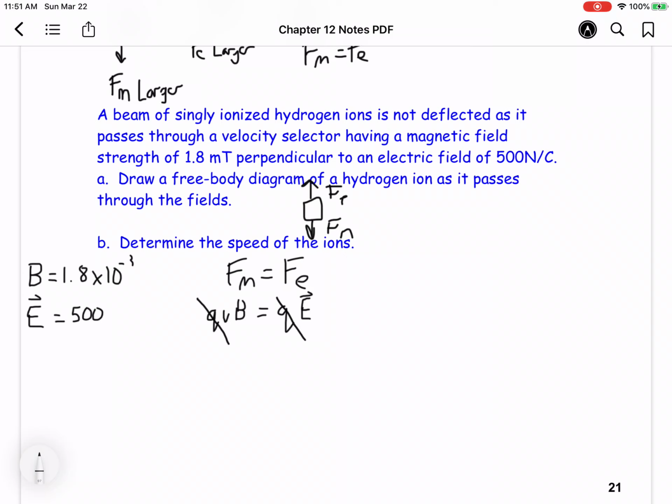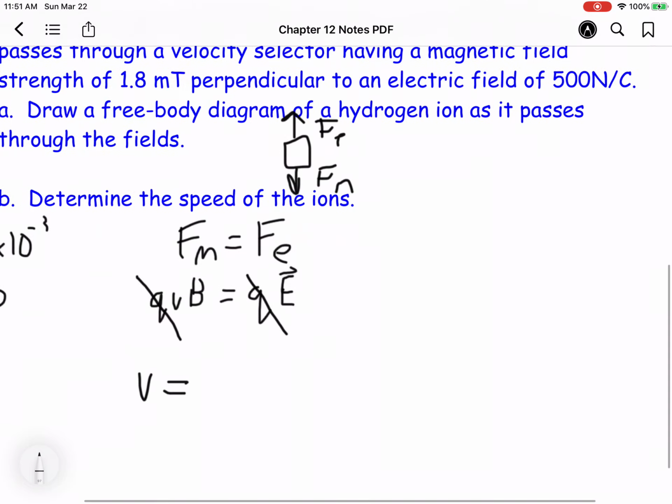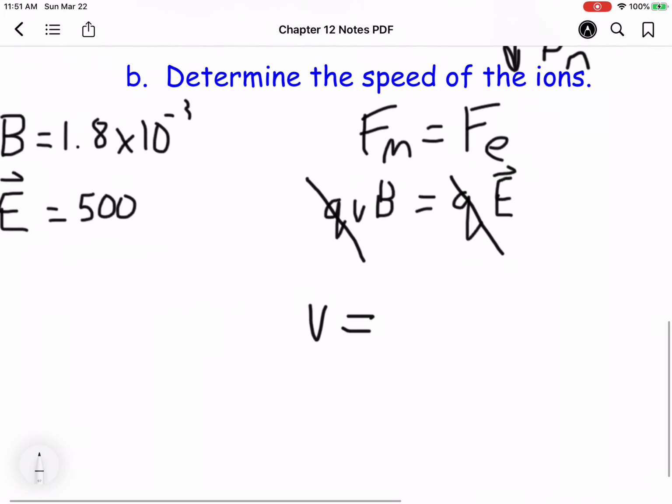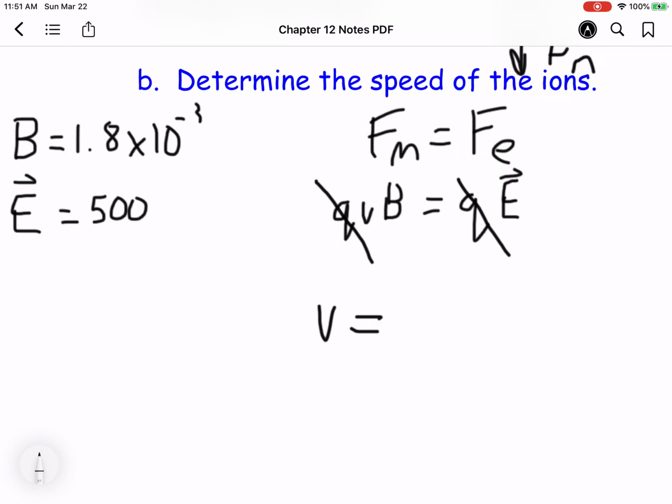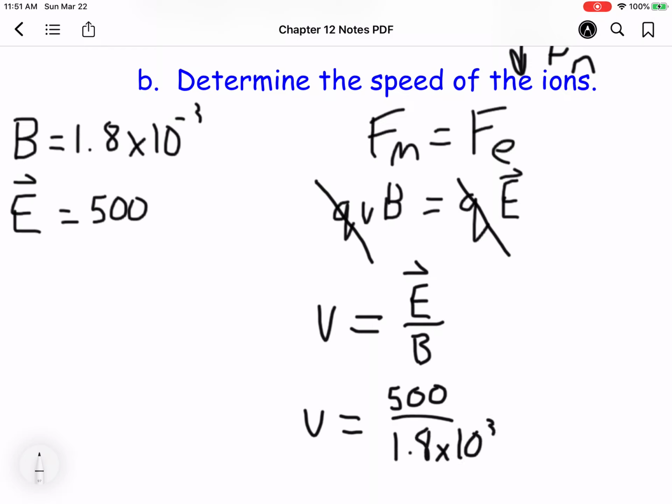Okay, so we're going to cancel those out, and we're left with this, and we're determining the speed. So V equals, let me zoom in so my writing's a little neater, E over B. Don't forget the arrow on the E, because we have to note that this is not energy. So V equals 500 divided by 1.8 times 10 to the minus 3. We're going to expect large numbers because these are small particles moving at very high speeds.